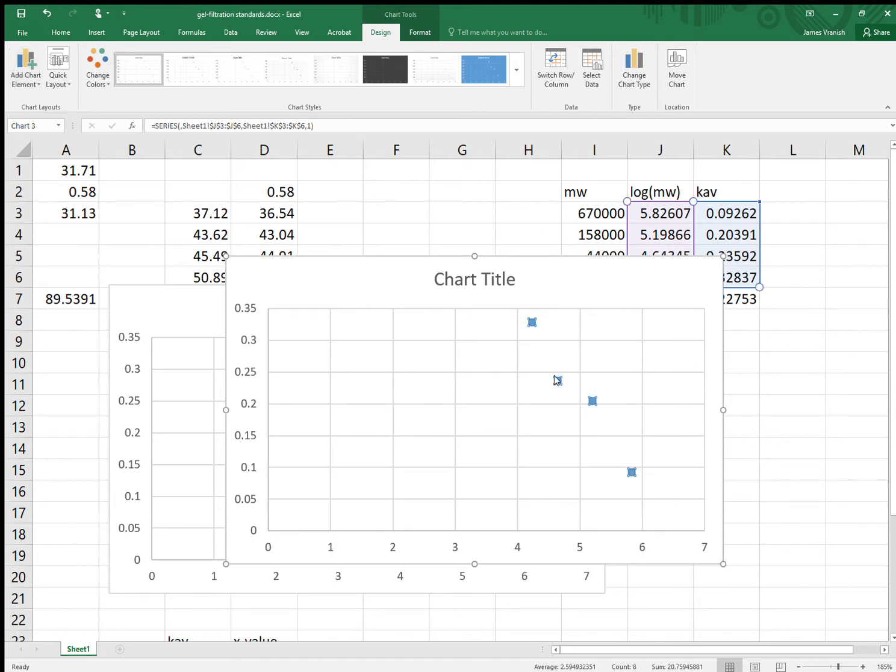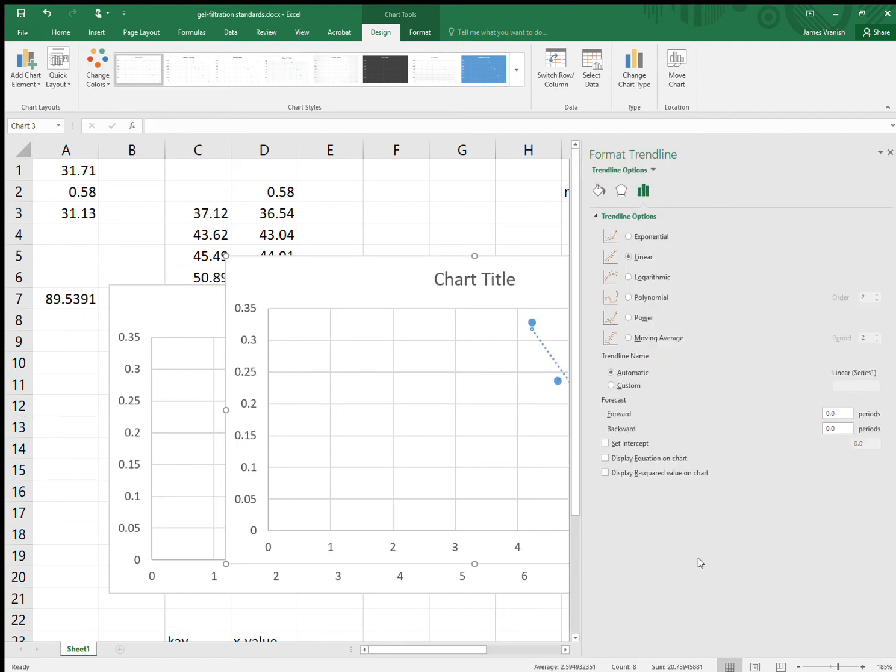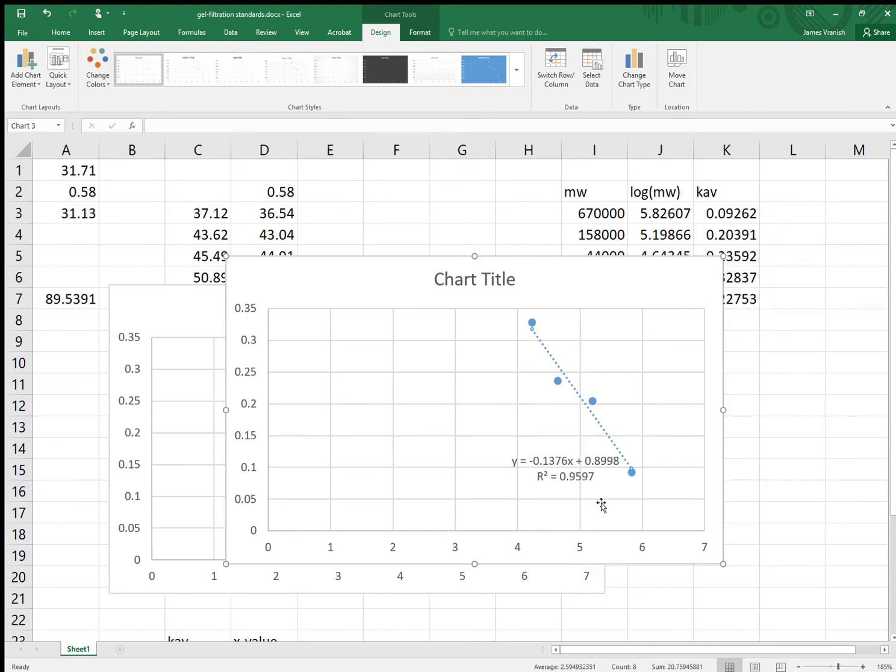So now you need to add a trend line. The way you do this is by clicking on one of the data points and then right-clicking on it. And down here you have this option to add trend line. This is basically going to try to draw the best straight line through your data. We want to display the equation on the chart, and I would recommend showing the r-squared value. It gives you an idea of how well your data fits that line. And we can close this, and here's our equation with the r-squared value.